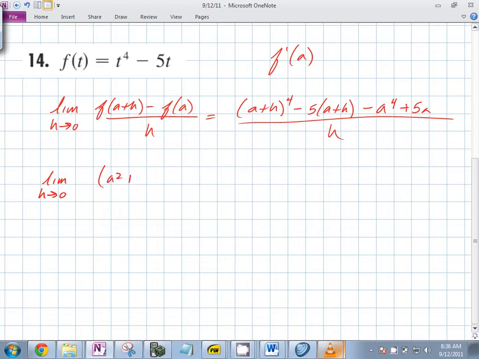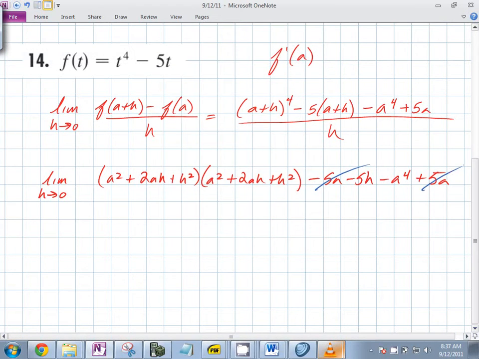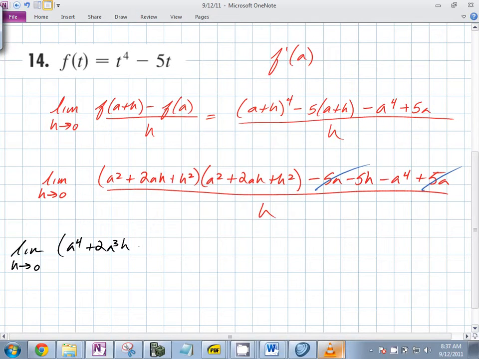So we have a squared plus 2ah plus h squared times a squared plus 2ah plus h squared, minus 5a minus 5h, minus a to the fourth plus 5a. What's the first thing that cancels? The 5a's cancel, and this whole thing is over h. So what do we have to multiply out now?